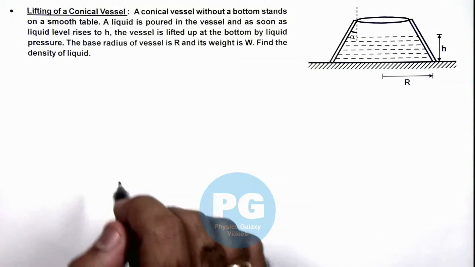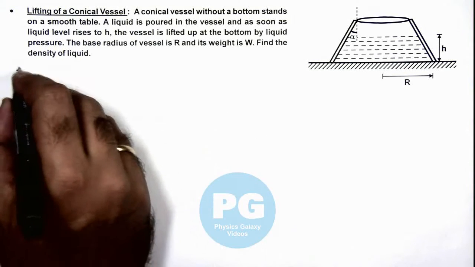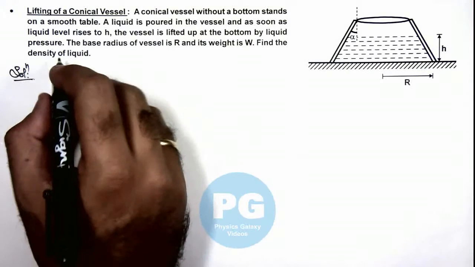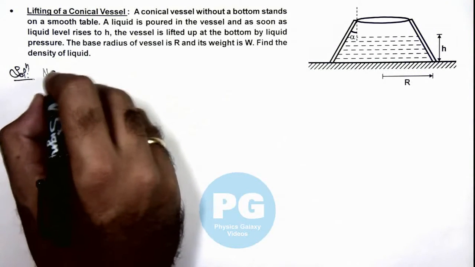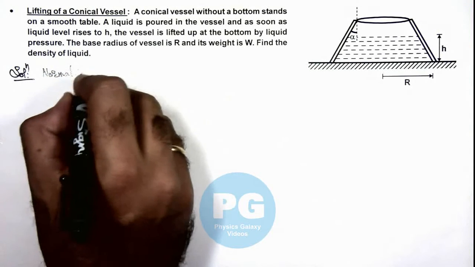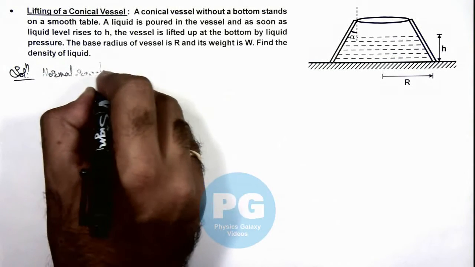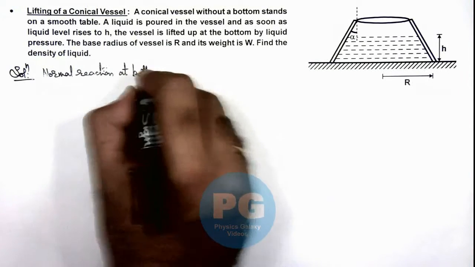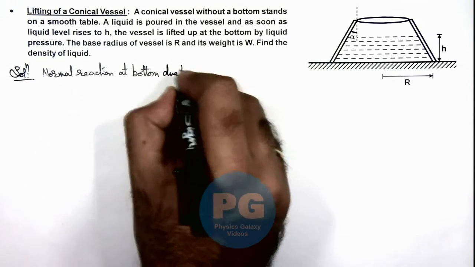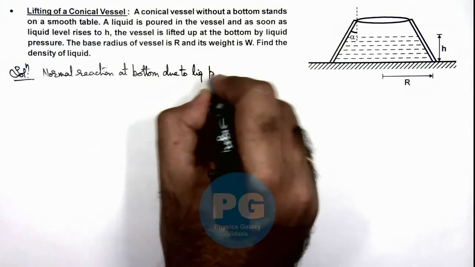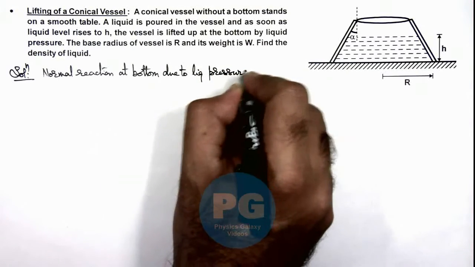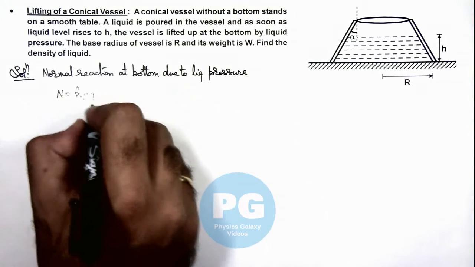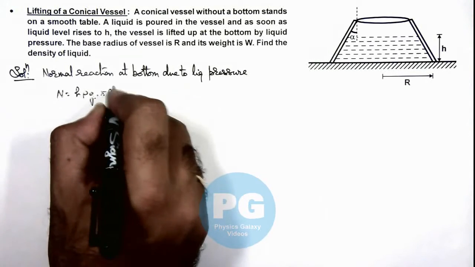Now in this situation here, if we analyze the situation and we calculate the normal reaction at bottom due to liquid pressure, if we calculate this normal reaction, this will be H rho G multiplied by pi r square.